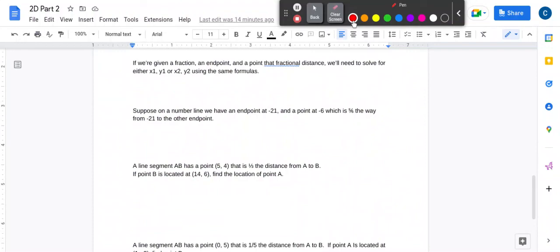Next, let's say we're given our fraction, our endpoint, and a point at a fractional distance. So now we're given x1, y1, and then we're given k, and we're given x3, y3. Now we've got to solve for our x2, y2.